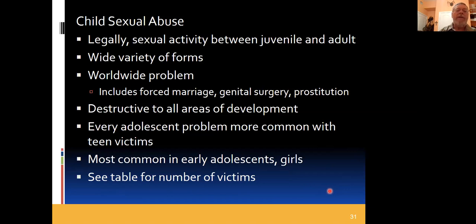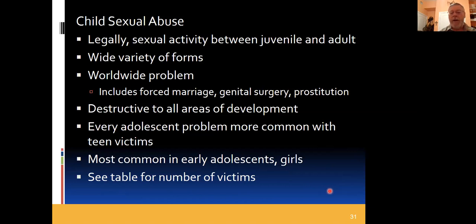That would include things like forced marriages of very young children, genital surgeries that are performed against the will of children, or children being forced into prostitution. You say, well, most of this is somewhere else in the world, but here in the U.S., there are also some of these things going on as well. So what we find is child sexual abuse is destructive to all areas of development. Every adolescent problem that you can think of becomes more common in teen victims of sexual abuse.